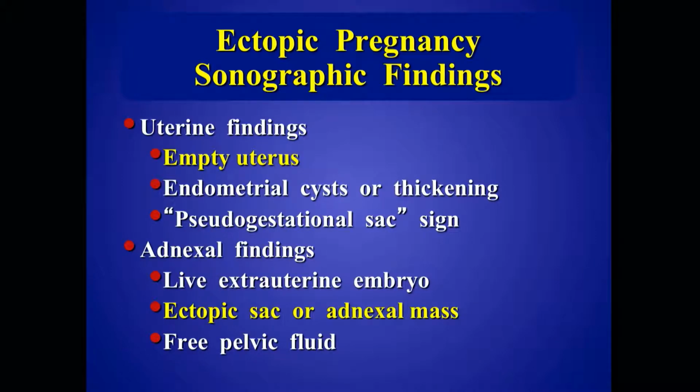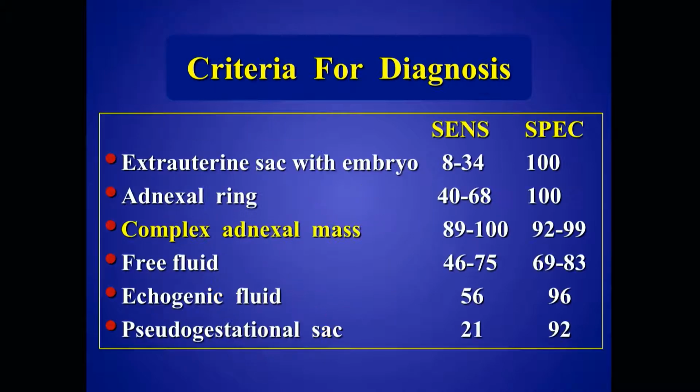So here are the classic sonographic findings. Typically, the patient will have an empty uterus, although it is possible to see fluid or an abnormal sac-like thickening within the endometrial canal. In the adnexa, we look for an ectopic sac or an adnexal mass. Those are the most common findings that you'll encounter. Outside of the uterus, uncommonly you'll see a live extrauterine embryo. That's less than 10% of the time. And there's usually some free fluid, although again, that's fairly nonspecific.